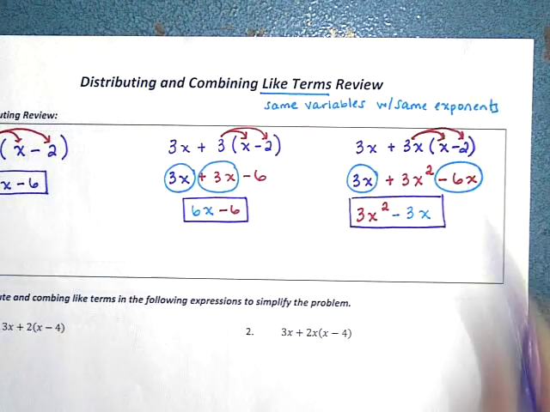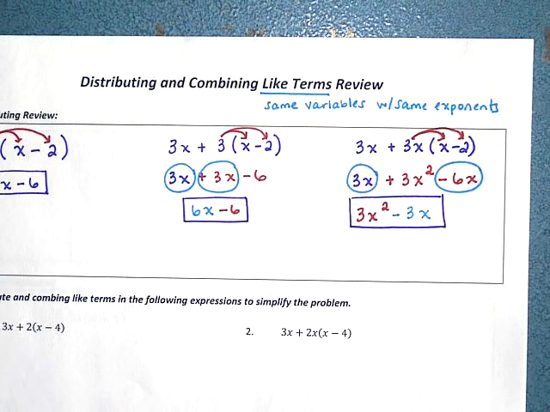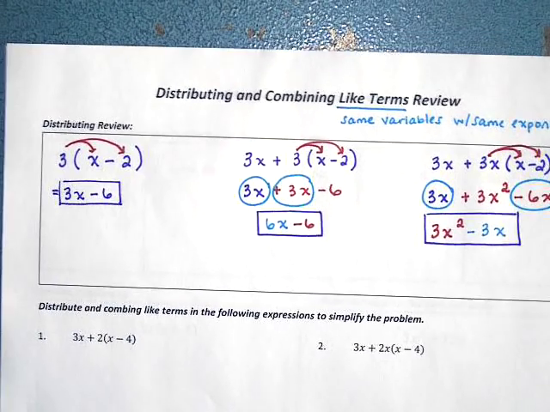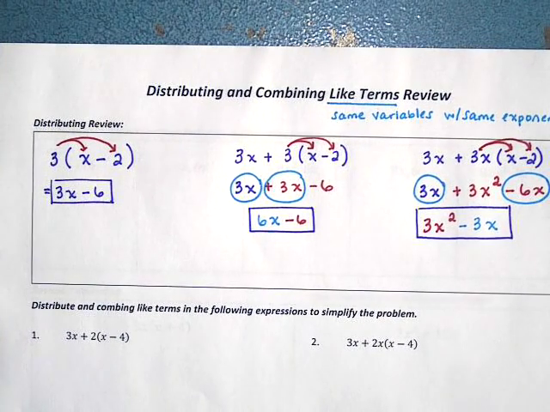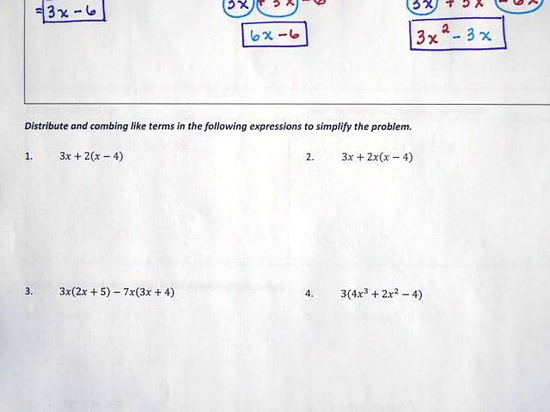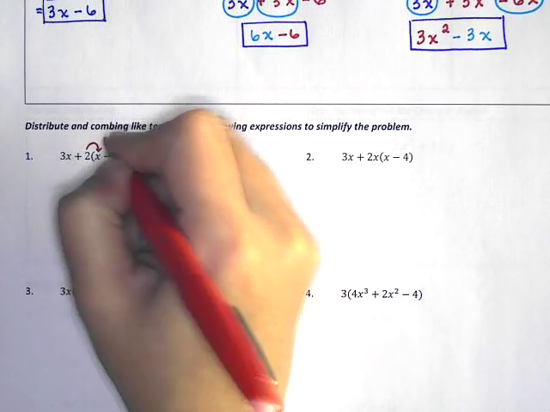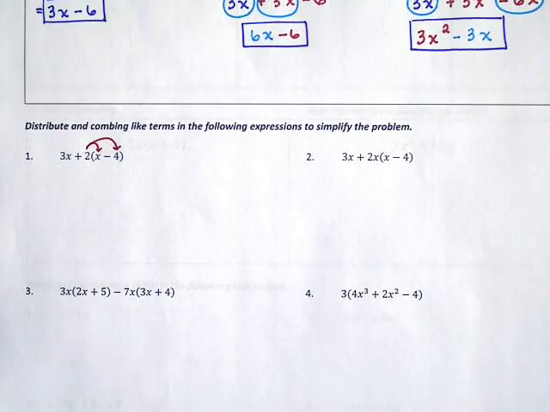So now that we've spent a little bit of time reviewing distributing, let's go through some more example problems where we use distributing and combining like terms to simplify an expression. So problem 1, I'm going to start by distributing the 2. So I'm going to distribute the 2 to the x and the 2 to the negative 4.